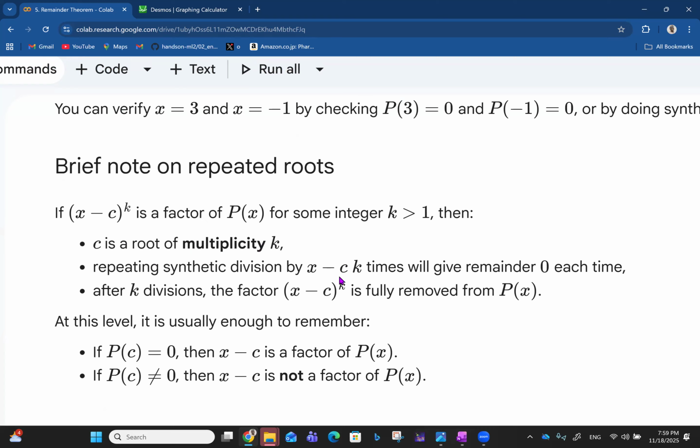Then repeating synthetic division by x minus c, k times, will give remainder 0 each time. So there's no point trying to disturb it. Once you get it once, you are good. After k divisions, the factor x minus c raised to the power k is fully removed from p of x.